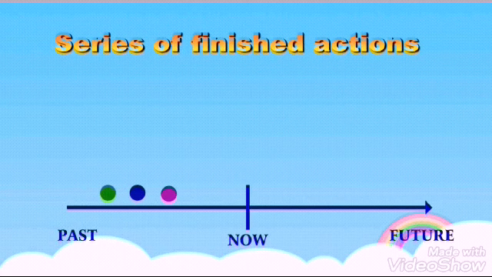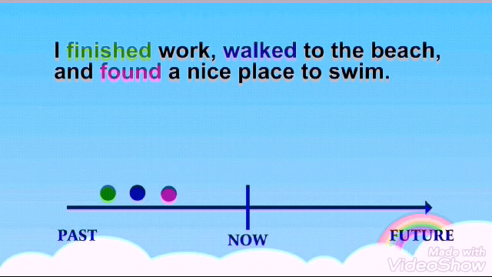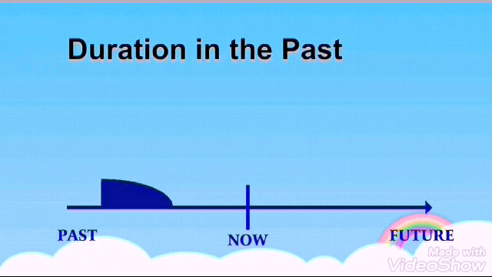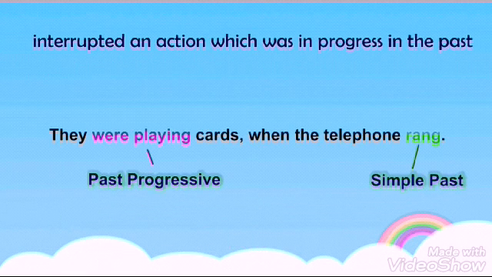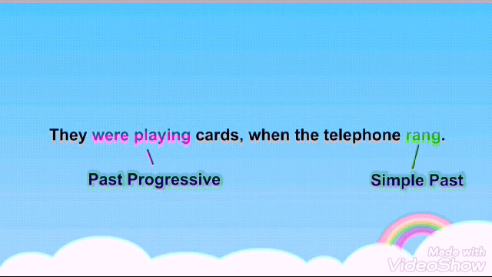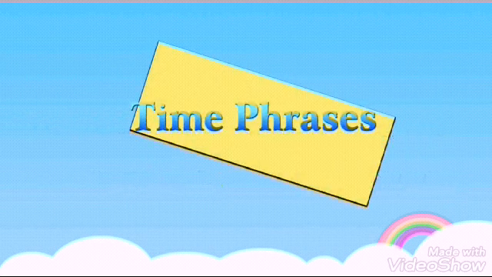A series of finished actions. It refers to a series of finished actions, when I say I finished my work, I walked to the beach and found a nice place to swim. It refers to duration in the past. For example, Jennifer studied Chinese for 4 years. It refers to an interrupted action which was in progress in the past, when I say they were playing cards when the telephone rang. Were playing is past progressive and rang is simple past.